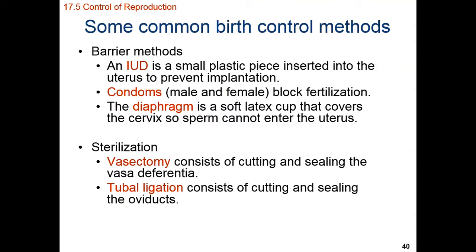If you are all done having kids and you are positive you don't want to have any more kids, you have the option of getting sterilized. You can have a vasectomy if you're a male. That's going to involve cutting the vas deferens. Or if you're a female, you can have a tubal ligation. Your uterine tubes can be cut and sealed.